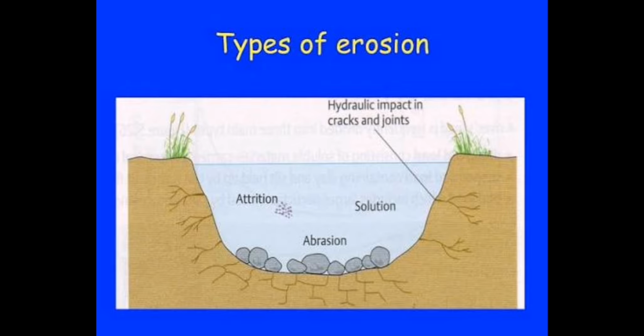And then you have 4 types of erosion. So like coastal erosion, you have hydraulic action or hydraulic impact, same thing, where the water smashes against the sides of the river. Attrition, where the rocks bounce into each other. Solution, where it dissolves. And abrasion, where rocks and sediment roll and scrape along the sides and the bottom of the riverbed, as you can see here in this diagram.